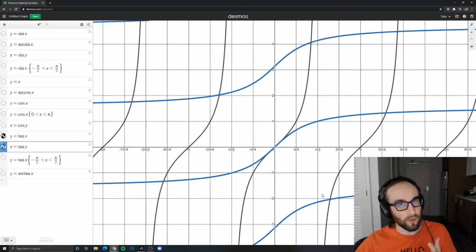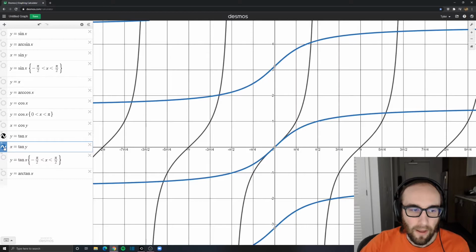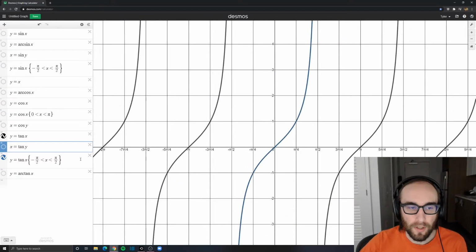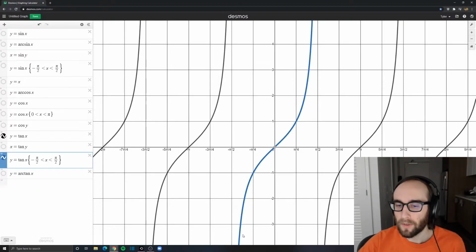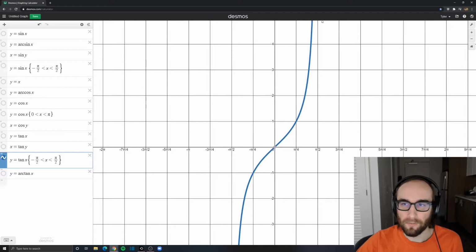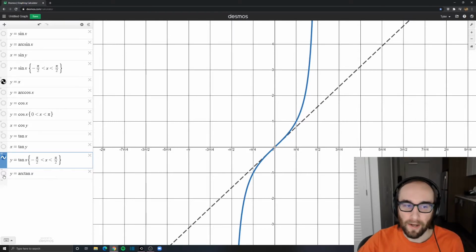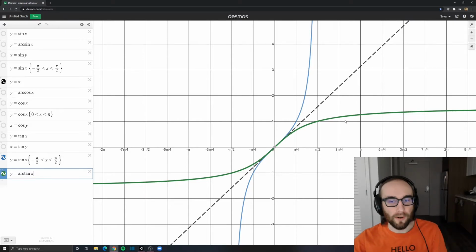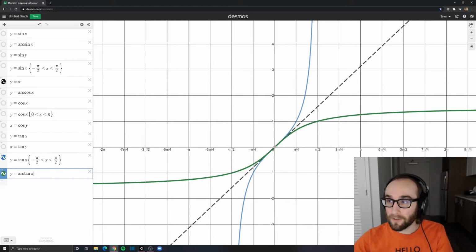So again, we're going to restrict the domain of tangent of x, then we'll flip it, and then we'll end up with a function. So we're just going to take a look at one of these sections of the graph. So in between two asymptotes, and our asymptotes are at pi over 2 and negative pi over 2. So we're just taking a look at this middle part. Again, we're going to take a look at the y equals x line, and then we're going to reflect across the y equals x line. So our graph ends up looking like this. So this is our graph of inverse tangent of x.